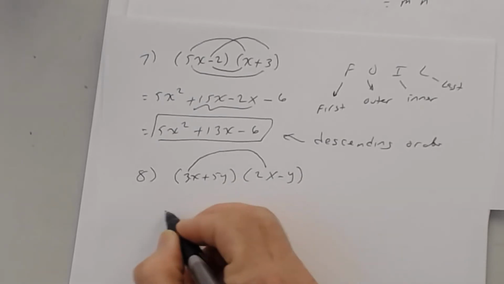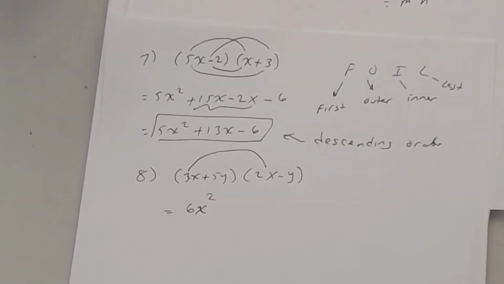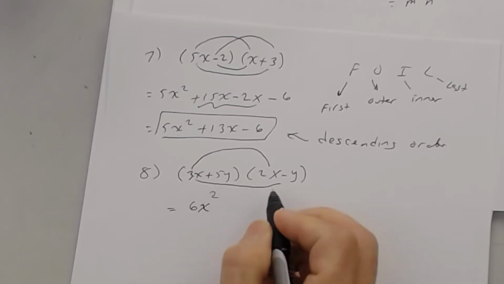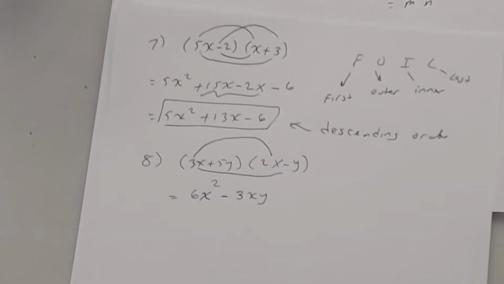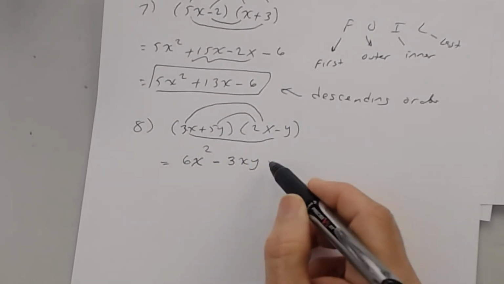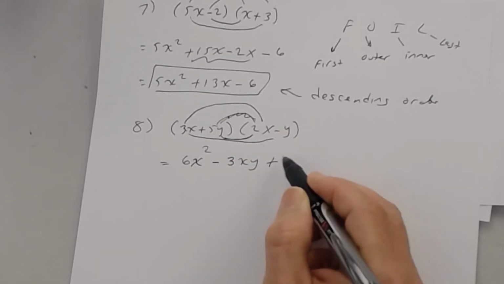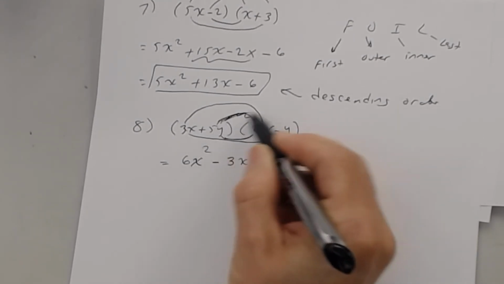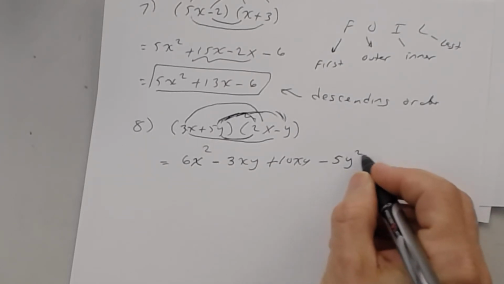So 3x times 2x is? 6x. Nope. He said 6x. 6x squared, because the exponents are understood. So x times x is x to the second. What's the outer? 3x times negative y is negative 3xy. The inner. What's 5y times 2x? 10xy. Yeah, I should have drawn it down here. 10xy, right? Yeah. And now the last. What's 5y times a negative y? Negative 5y squared.